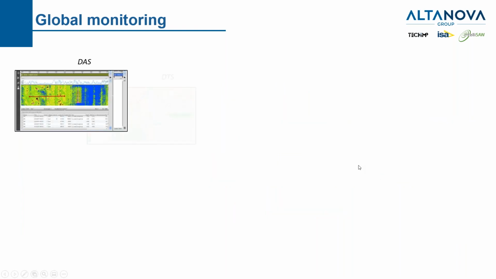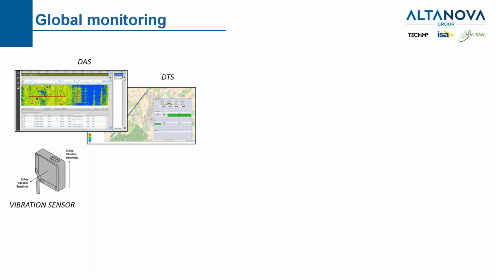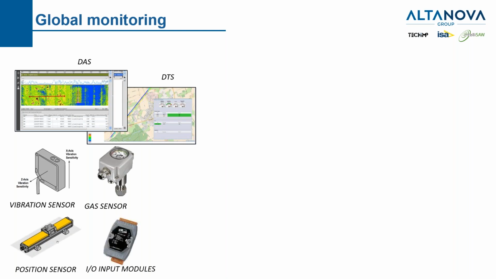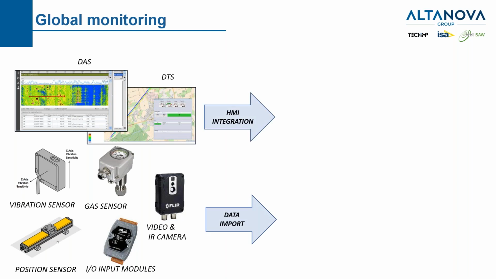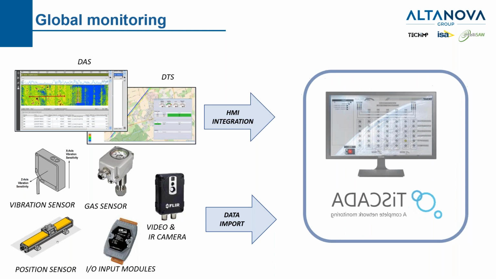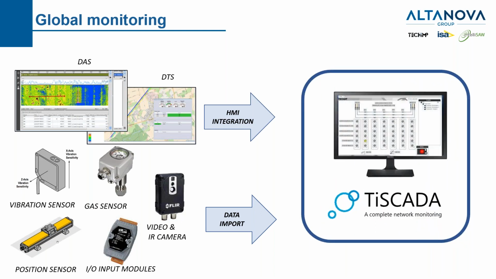What can we include in the global monitoring? We can include third-party systems like distributed acoustic sensors, distributed temperature sensors, or we can also include vibration sensors, gas sensors in case of GIS terminations, position sensors, other input modules, and also we have installed monitoring where we add, together with our acquisition box for PD, also cameras and infrared cameras. We can also have all the data import and HMI integration in our T-SCADA, and we can have a global system which includes not just PD, but also all the other quantities we want to take under control.